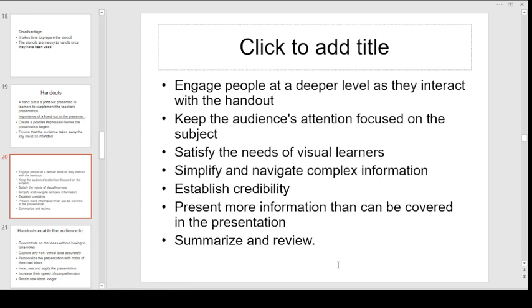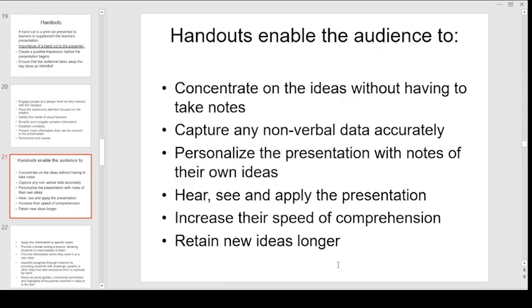It simplifies and navigates complex information. It helps to establish credibility. It presents more information than can be covered in the presentation. It gives summaries and reviews. What are the importance of handouts to the audience?